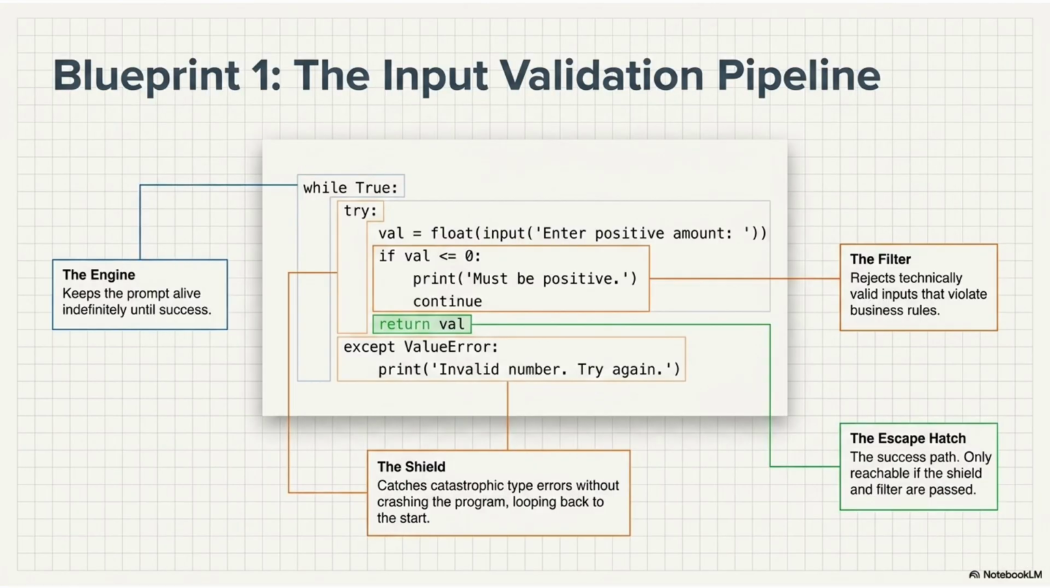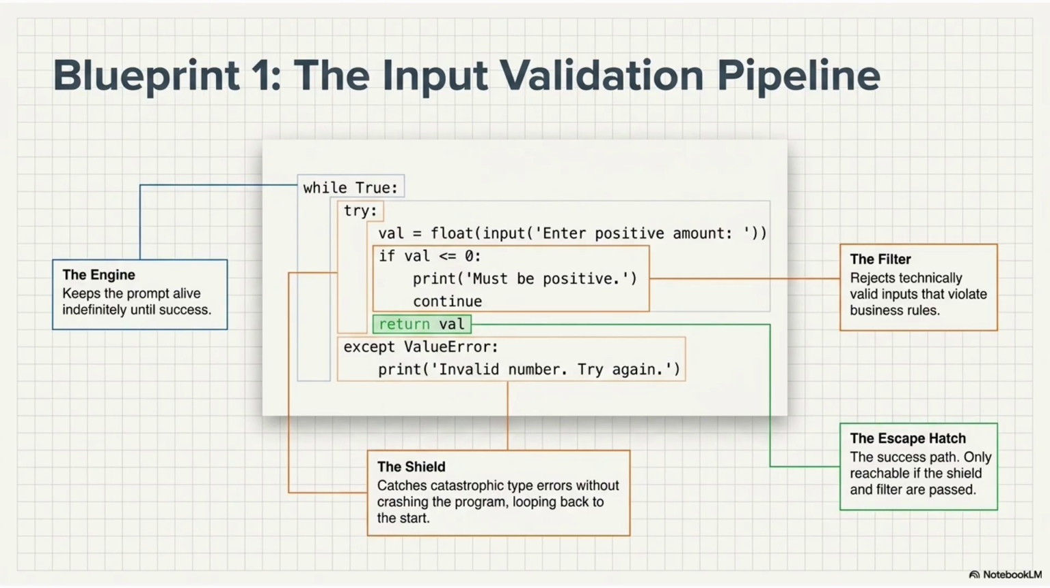Here's Blueprint 1. Blueprint 1 is the input validation pipeline, the most important single pattern in interactive Python programming. The full code combines 4 components. The engine, while true, keeps the prompt alive indefinitely until success. The shield, try, value equals some float input, enter positive amount. This catches catastrophic type errors. When a user types text instead of a number, it handles it without crashing the program, looping back instead.